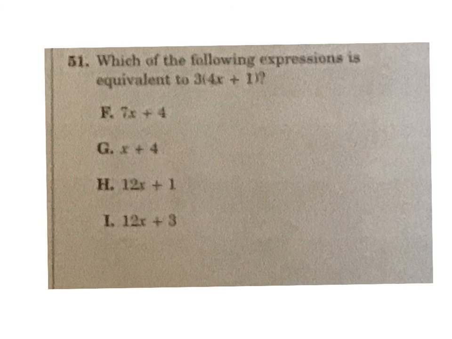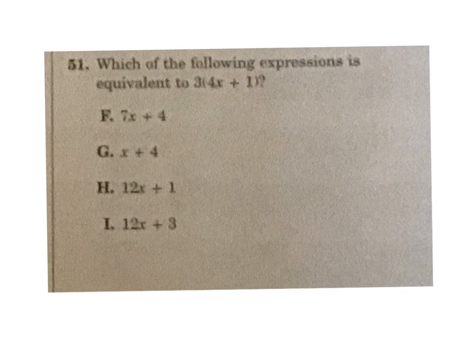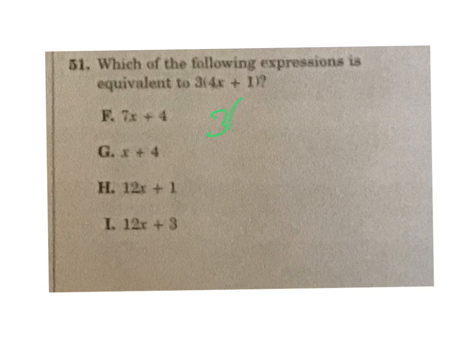All right, which of the following expressions is equivalent to 3 times the quantity 4x plus 1? Now, remember distributive property? We can times this to this. 3 times 4x is 12x plus 3 times 1 is 3. Now, we can't put these together because they're not like terms. So that's the other expression that we could use, and it is 12x plus 3.